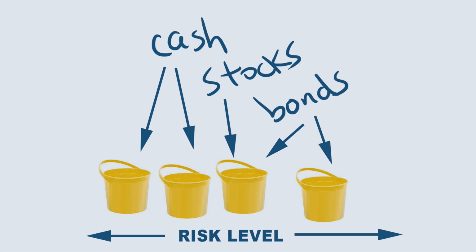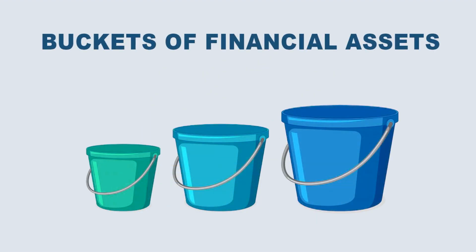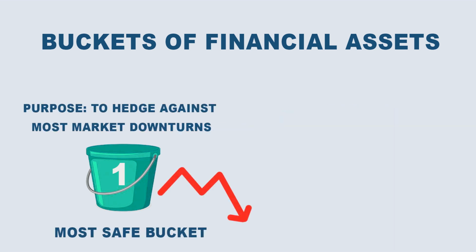If I were using the bucket system, I would probably have three buckets. Some people have two, some people have four. It's just up to you. I think three is not a bad place to start. So the purpose of the first bucket is to survive most corrections or bear markets. It's going to be my safety bucket.